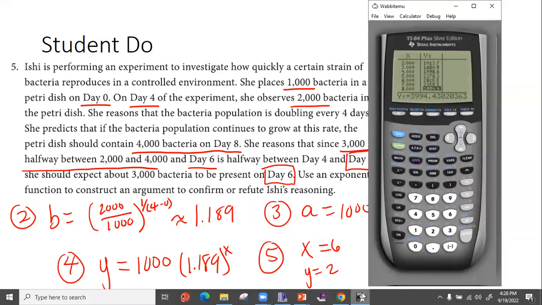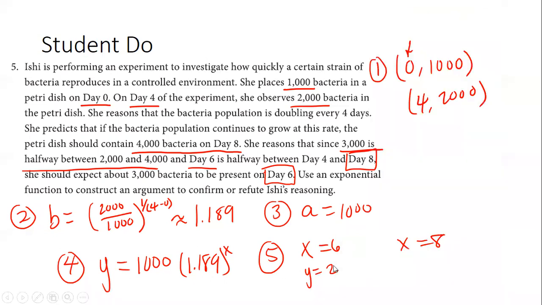We go back. 2,825. Well, the 5 is going to round it up to a 6. So 2,826 bacteria. And at 8, we had Y equals 3,994 bacteria.